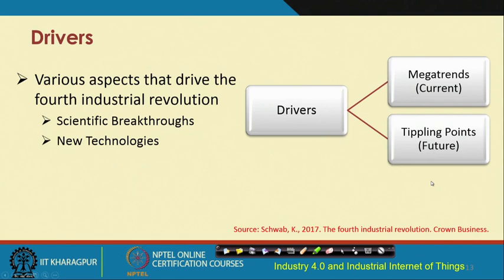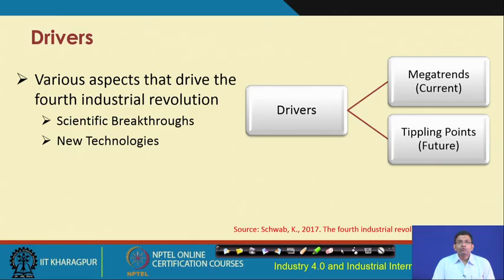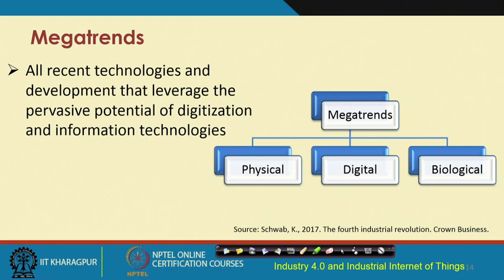So, there are different drivers. These drivers are driving this change in terms of scientific breakthroughs that are happening, the introduction of newer technologies, current transformation in terms of changes in the mega trends, future transformation, the tipping points, everything happening at present with the introduction of all of these technologies. These mega trends are due to the introduction of recent technologies and leveraging the pervasive potential of digitization and information technologies. So, trends in terms of physical transformation of manufacturing machinery, digital transformation in terms of the introduction of IT, biological transformation through the introduction of biotechnological systems, all of these are newer mega trends that are happening at present.